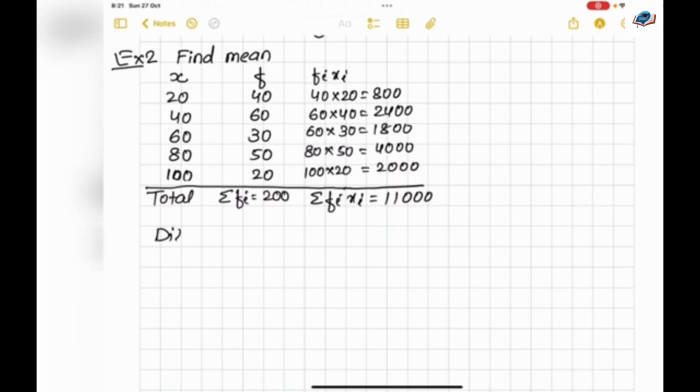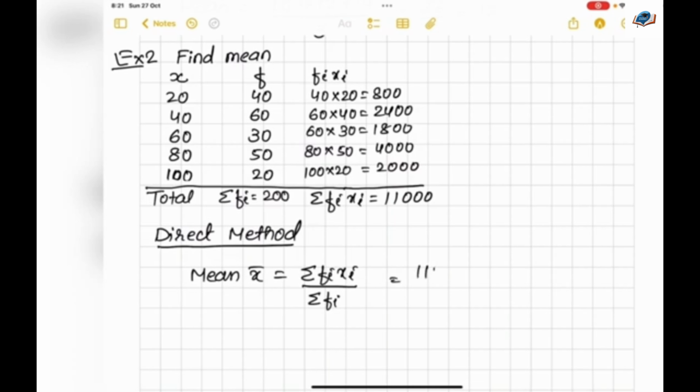Now the direct method is the easiest method, where values will be bigger but the calculation will be shortest. Mean x bar equals sigma fi xi upon sigma fi. So that will be 11,000 upon 200. So 0 cut, so 55 will be my answer. So my mean came as 55.